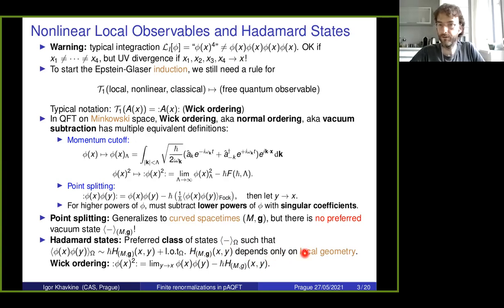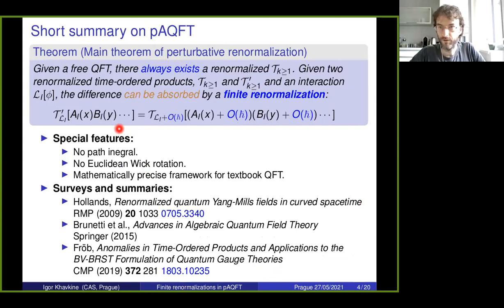Because it depends only on the local geometry, you can use it without reference to the state. You can do the subtraction and appropriately generalize it to higher powers of phi. This way you can define Wick ordering with respect to the Hadamard parametrix on an arbitrary curved spacetime in a locally covariant way. Okay, so this is where Wick ordering on curved spacetime comes in. All right.